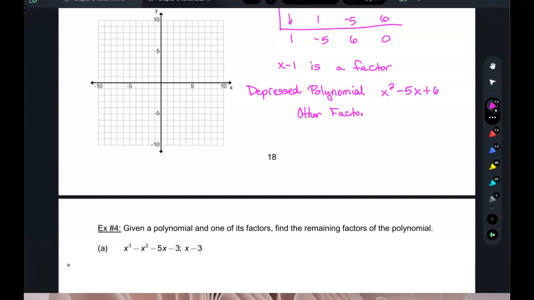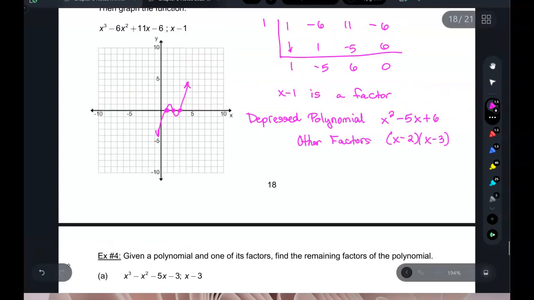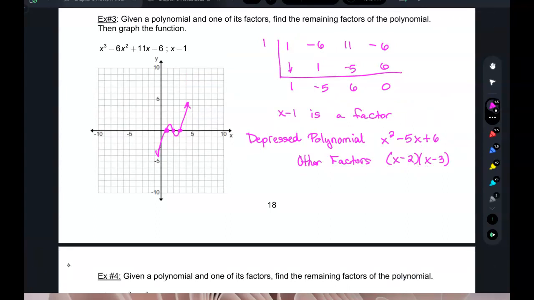Can we just write dp? Yeah, sure. And I have to figure out what this is. Did it go in evenly? Okay, and now can you factor it? So rewrite this. That's your depressed polynomial. And it does factor. This one works out nicely.